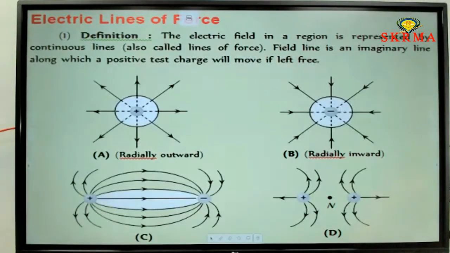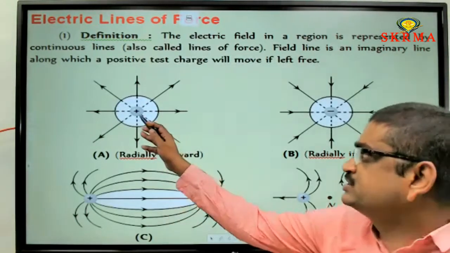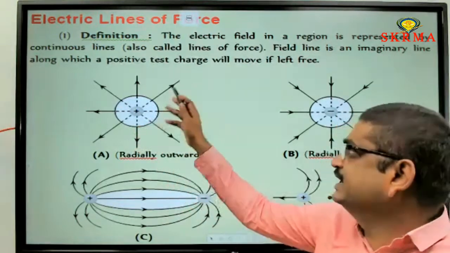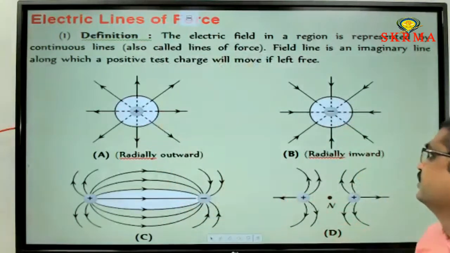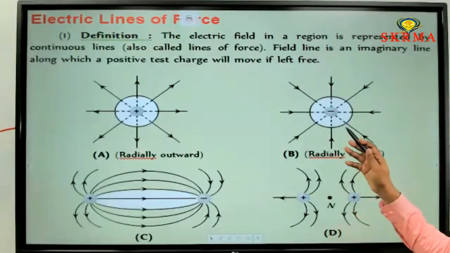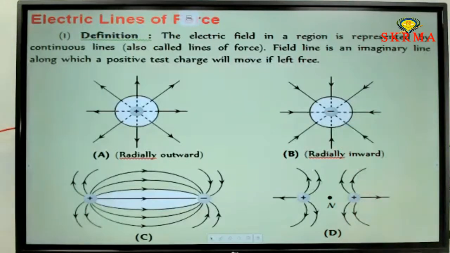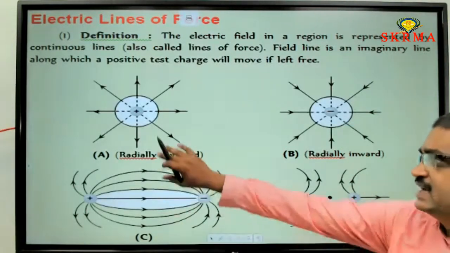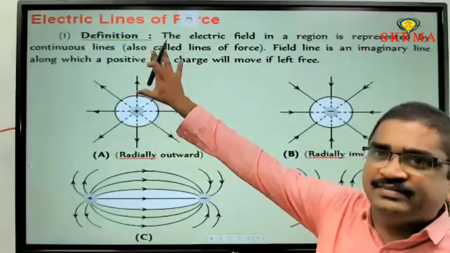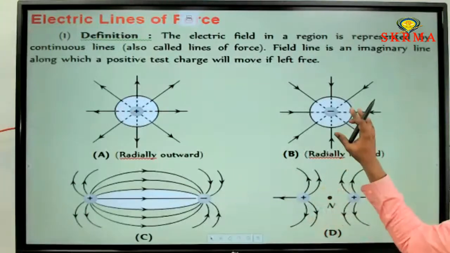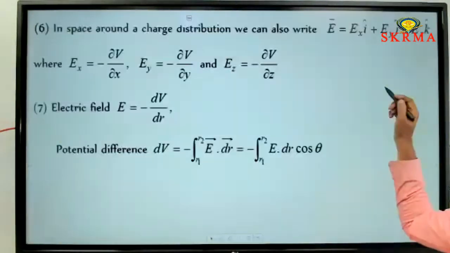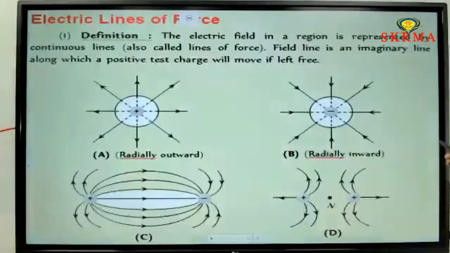So what is the direction of electric field line? For a positive charge, the direction of the field line is away from it. For a negative charge, the direction of the field line is towards that charge.